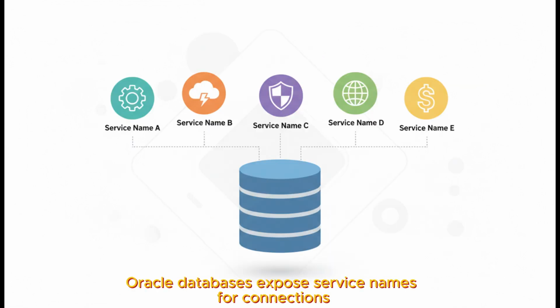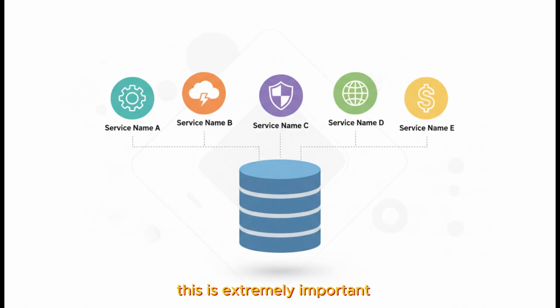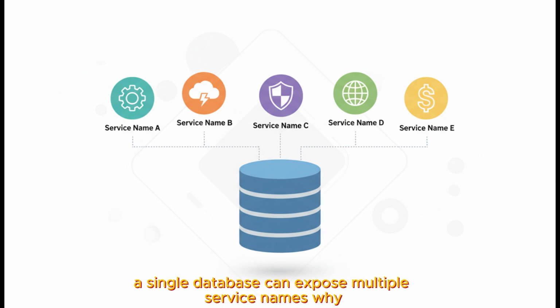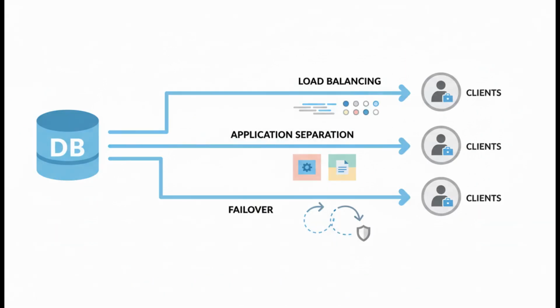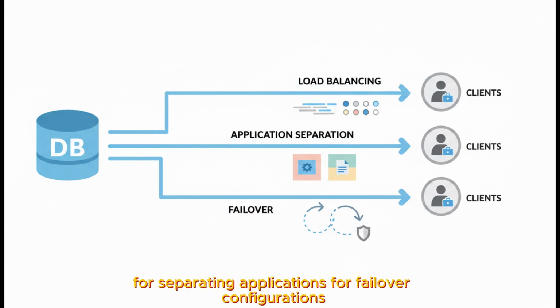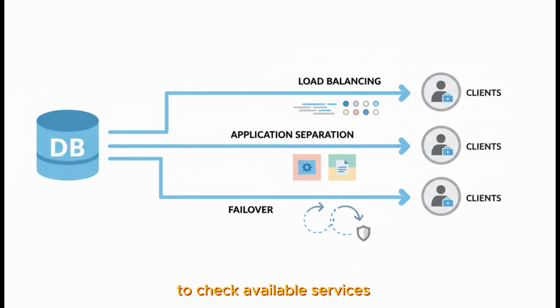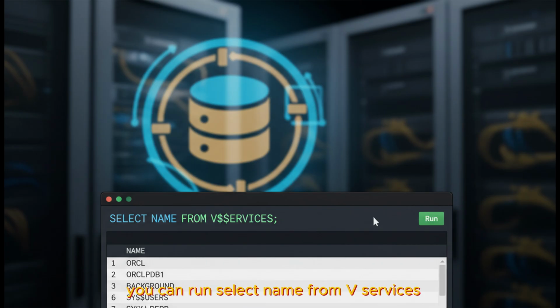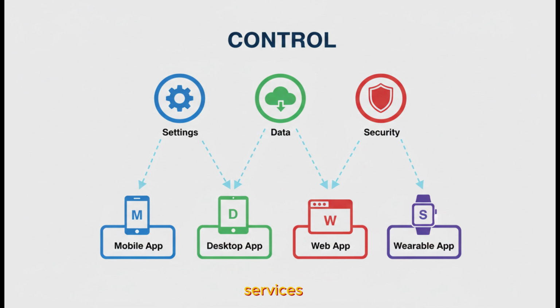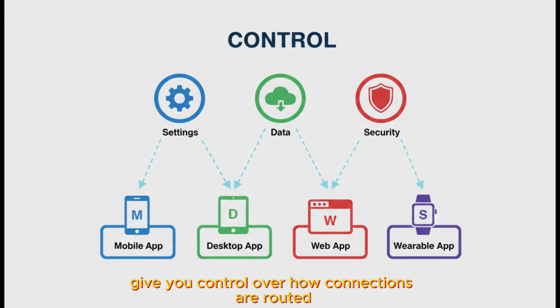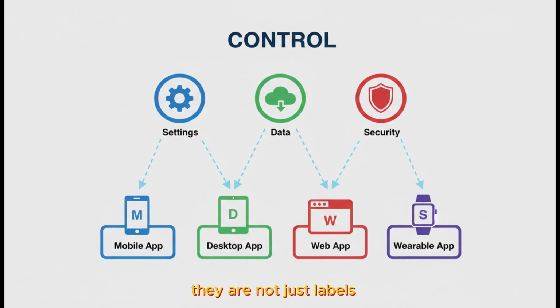Service names: Oracle databases expose service names for connections. This is extremely important. A single database can expose multiple service names. Why? For load balancing, for separating applications, for failover configurations. To check available services, you can run select name from v$services. Services give you control over how connections are routed. They are not just labels, they are workload management tools.